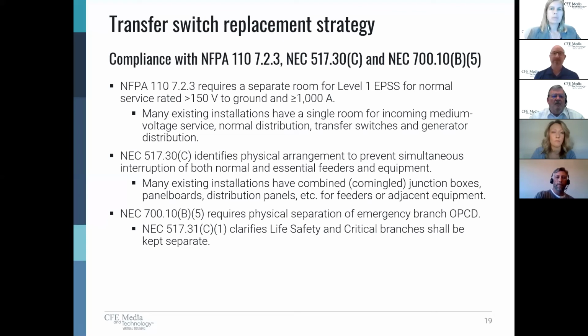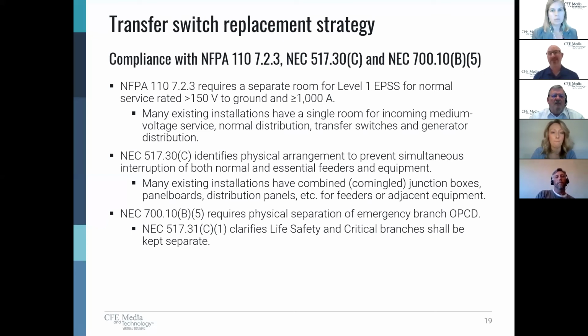You're like, wow, we should probably replace that with something more reliable, except now we pay attention, it's actually located in the normal service equipment room. Essentially, what code's trying to do with redundancy is make sure that a catastrophic failure of the normal equipment does not render all of the EPSS, your transfer switch and your emergency distribution, useless.